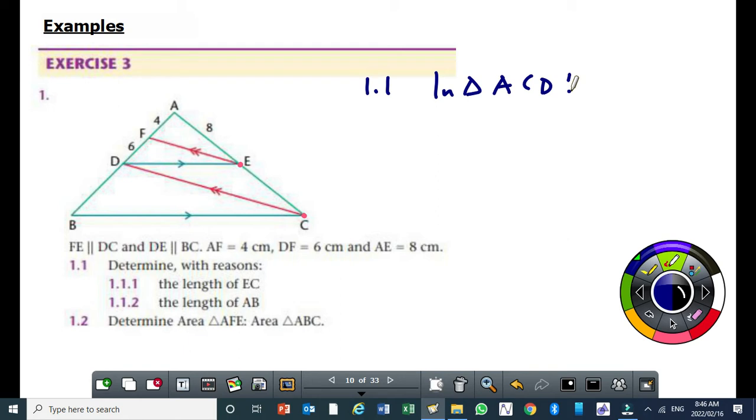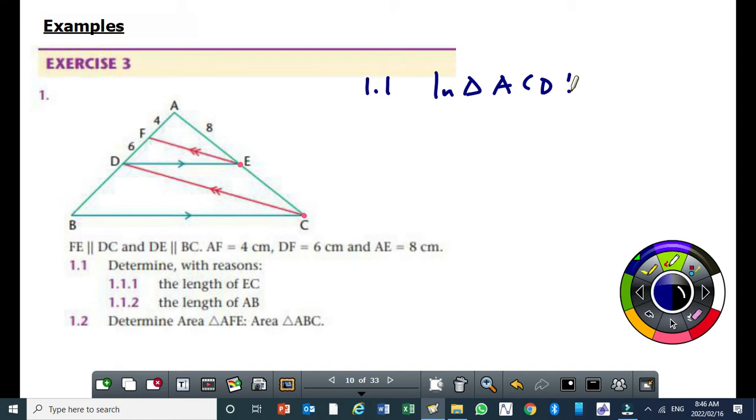Inside that triangle, there has to be a line which divides its two sides proportionally. In this case, the line which divides the two sides of the triangle proportionally is going to be FE. And that line is parallel to DC. Therefore, I can use the proportion theorem. The good thing here is that I can apply it based on the original proof.